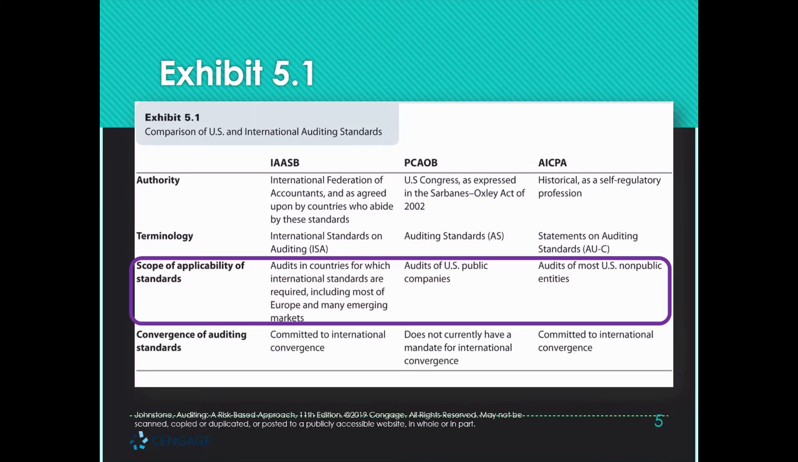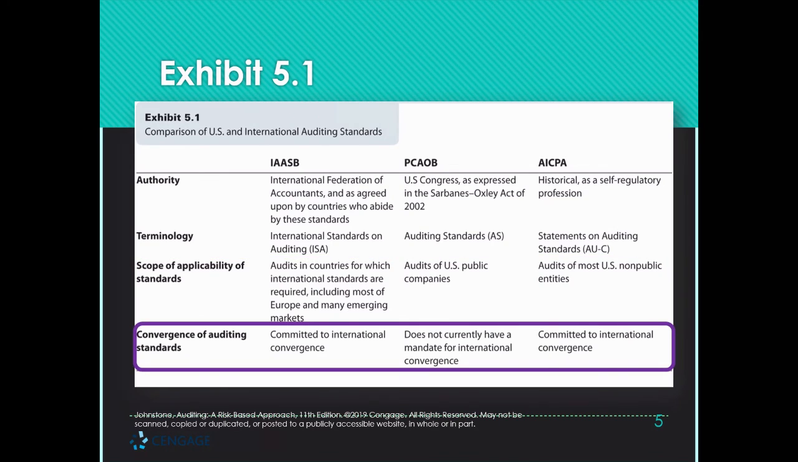The scope and applicability of the standards, well, it only makes sense that the international standards are for international companies, including most of Europe and many emerging markets. The PCAOB standards are for publicly traded companies in the U.S. And finally, the AICPA is for all the non-public entities in the U.S.